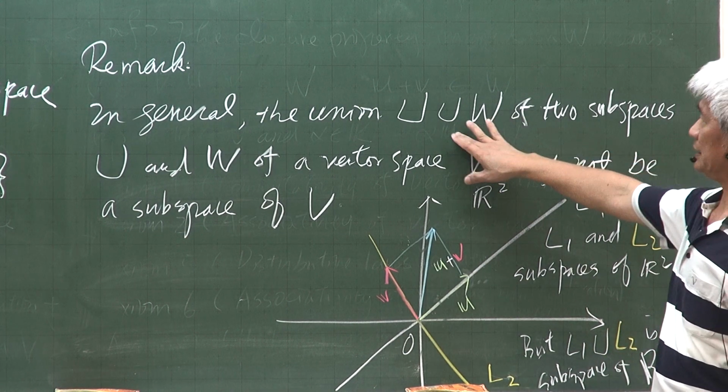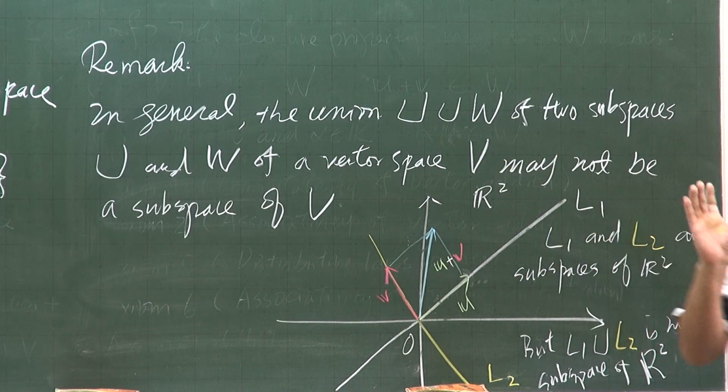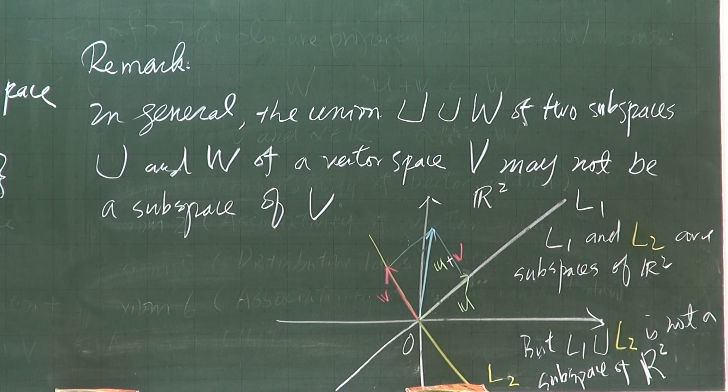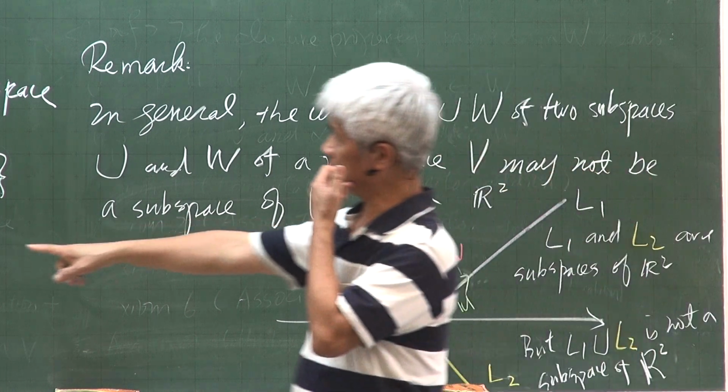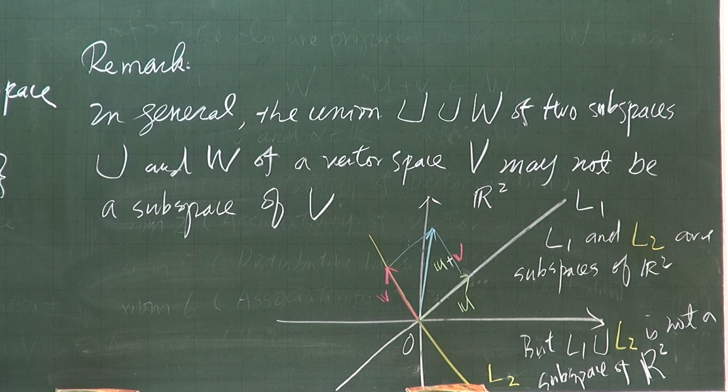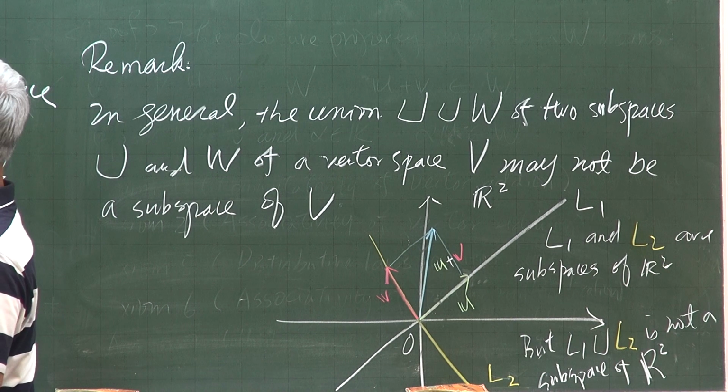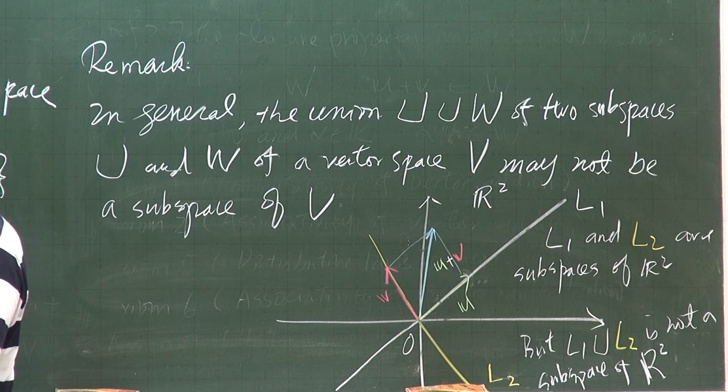So in general, if you just take the union of two subspaces, then this union is not a subspace. But for the intersection of two subspaces, the intersection is a subspace too. Okay, and this is also true for the sum of two subspaces.